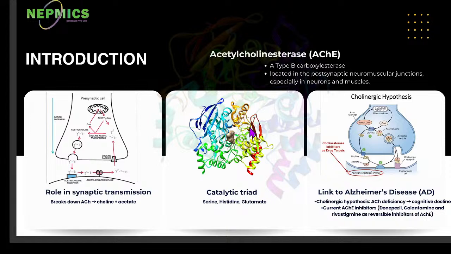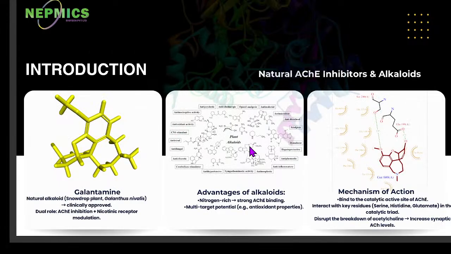In acetylcholinesterase, there is a catalytic triad located in the enzyme, and it consists of 3 different amino acids: serine, histidine, and glutamate. We target these catalytic triads to get our solution. That is the basic information about acetylcholinesterase. Let's talk about the natural acetylcholinesterase inhibitors and alkaloids.